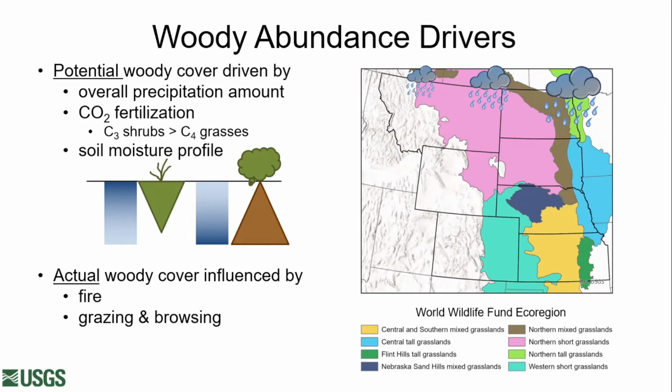Other factors affecting actual woody cover are seed sources for the woody species and landscape connectivity for its effects on fire and seed spread. We used a dynamic global vegetation model to compare effects of many of these drivers on woody encroachment in the pink and the dark blue ecoregions shown on this map.